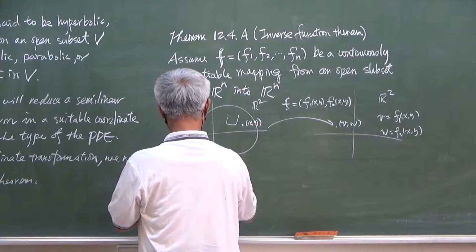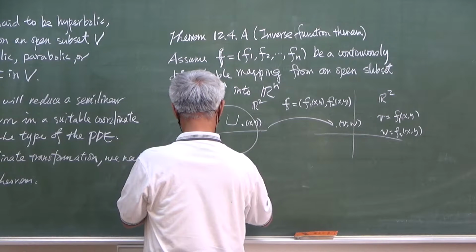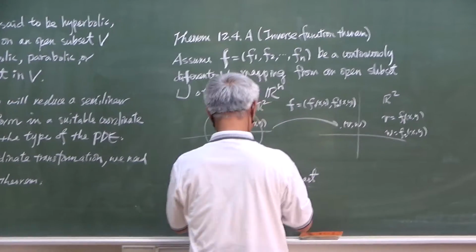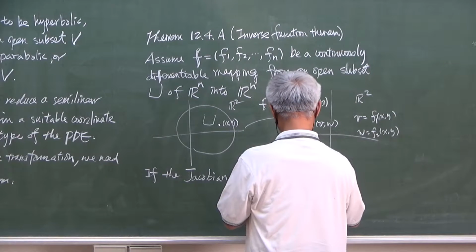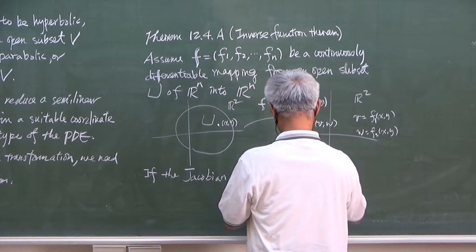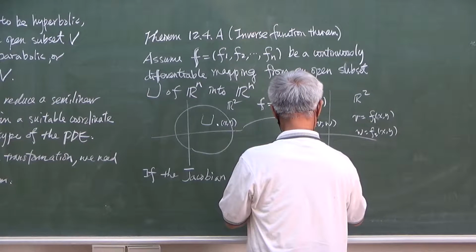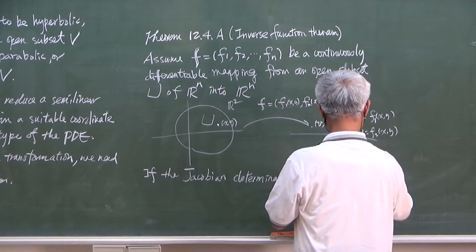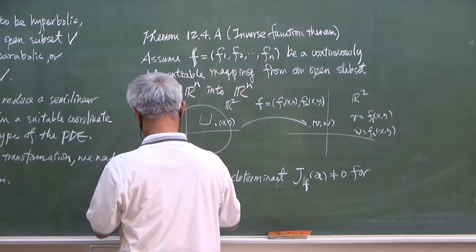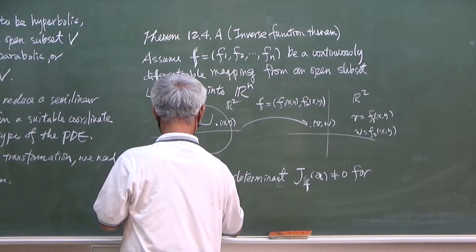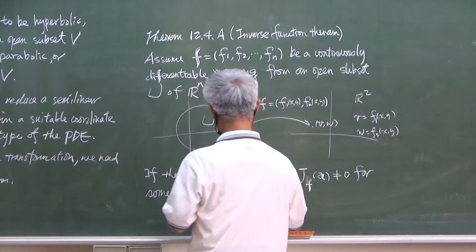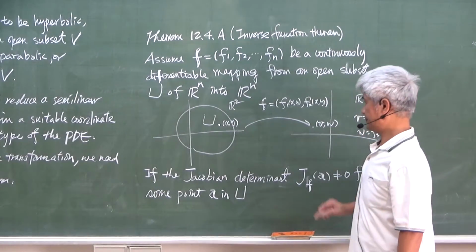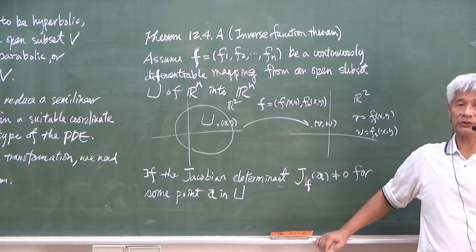If the Jacobian determinant, okay, J F of A, is not equal to 0 for some point A in the open set U. So suppose the Jacobian determinant. What is the Jacobian determinant? It's the determinant of the Jacobian matrix.